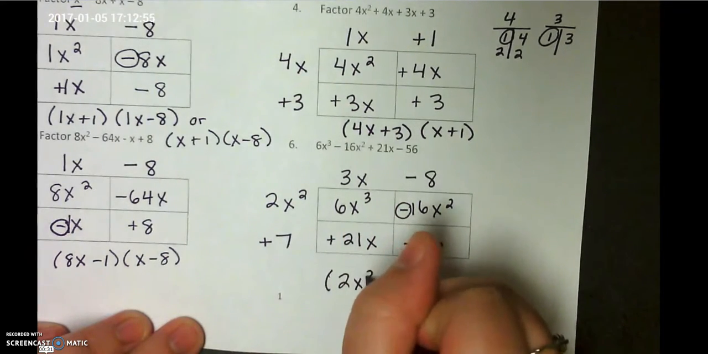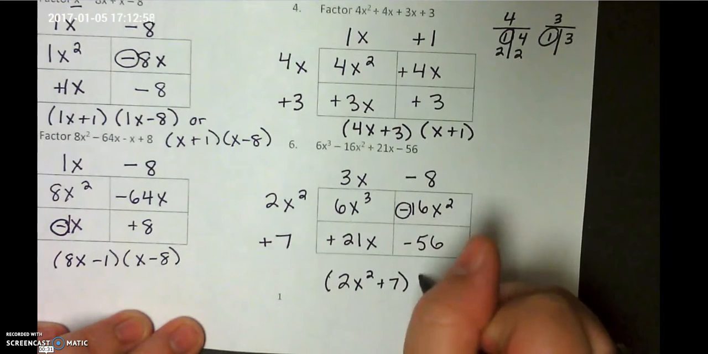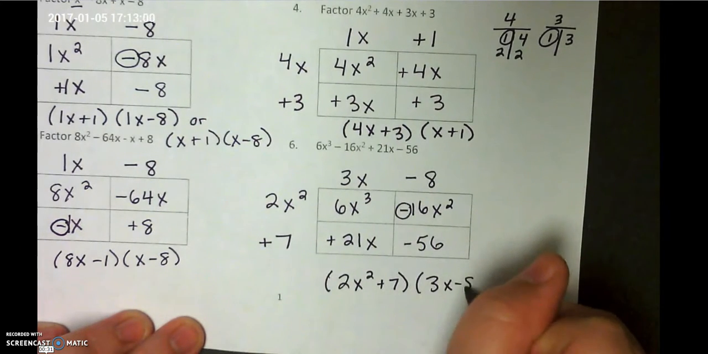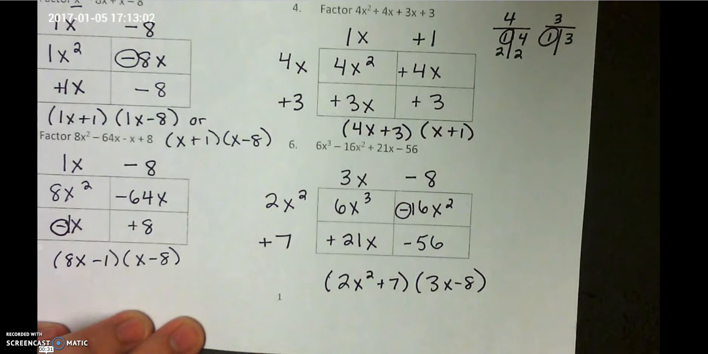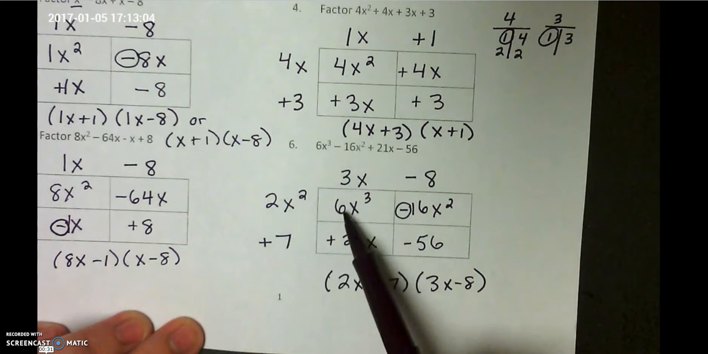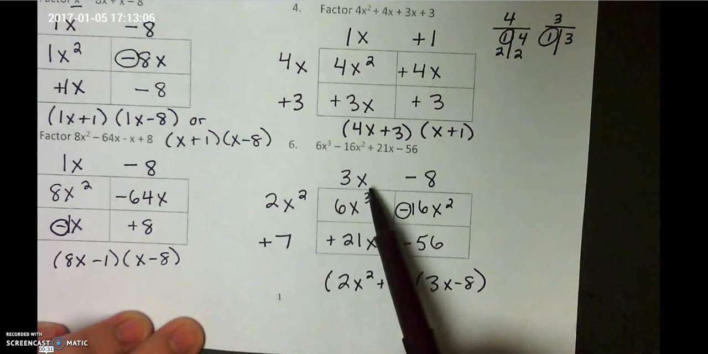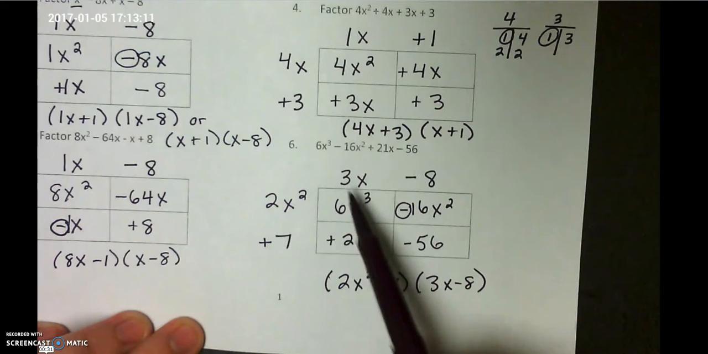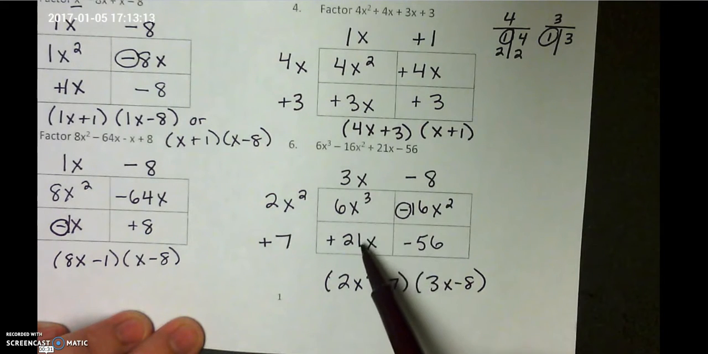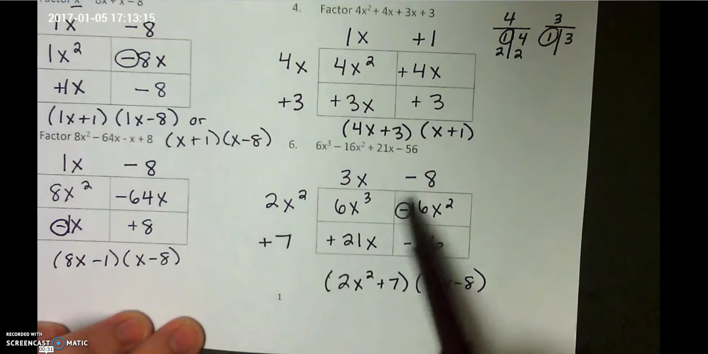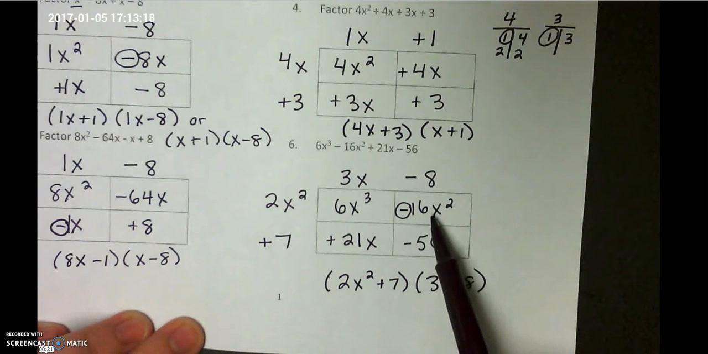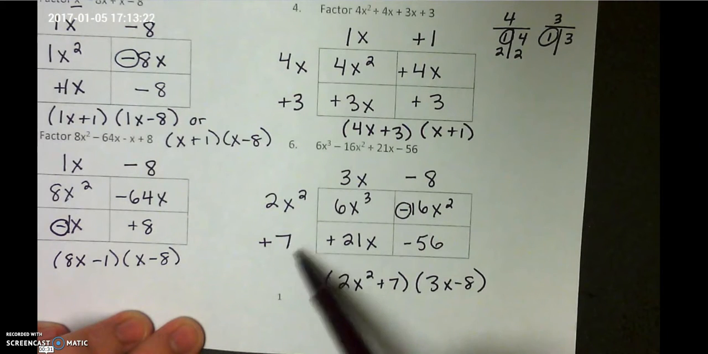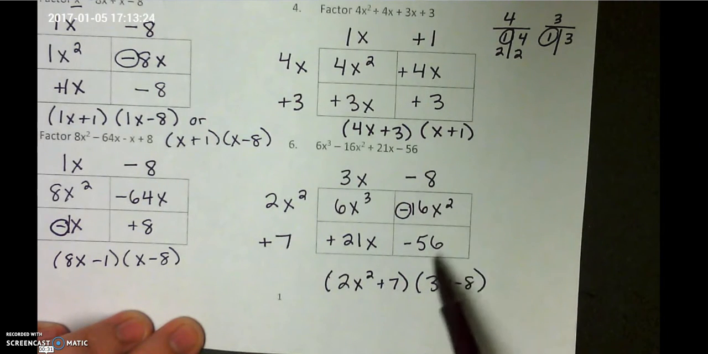We got 2x squared plus 7, 3x minus 8. So because this one was a little bit different, we can check. 2 times 3 is 6. X squared times an x gives you x cubed. 7 times 3 is 21, and this one has an x. 2 times negative 8 is negative 16. This has an x squared. And 7 times negative 8 is negative 56. So again, this still works.